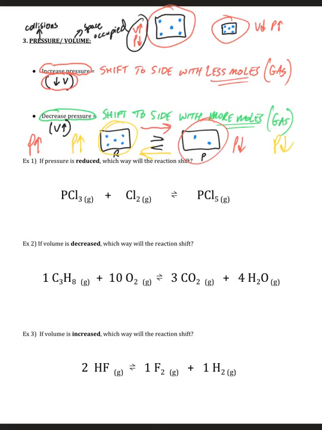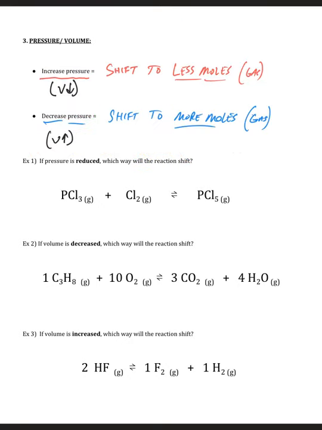Okay, now if that is confusing to you, let's go ahead and look at these 3 examples to help clear that up. Okay, so example number 1, it says if pressure were to be reduced, and in other words, that means the pressure went down, which way will the reaction shift? Now, you always want to start with the number of moles of gas on each side of the equation. And if you forget how to identify that, it's based on the coefficients.